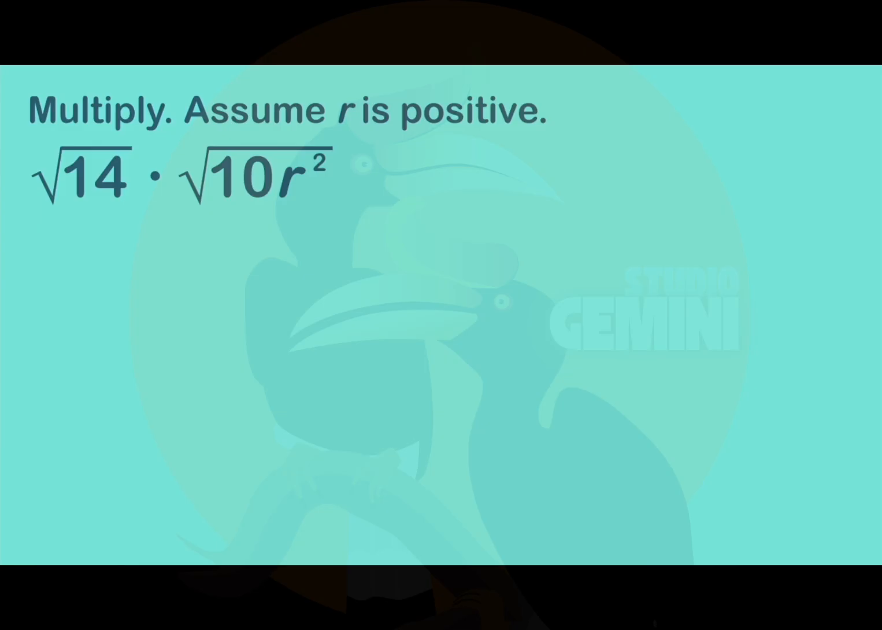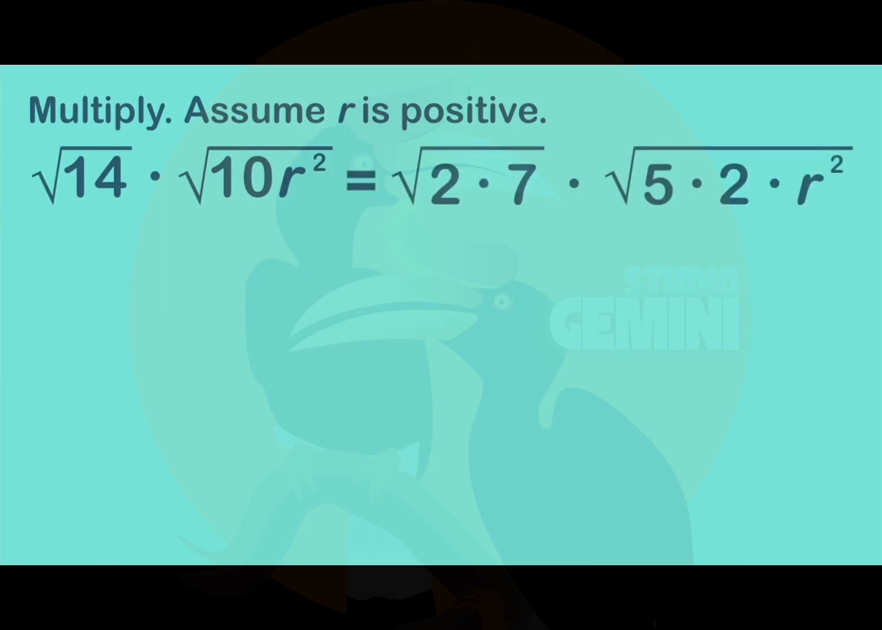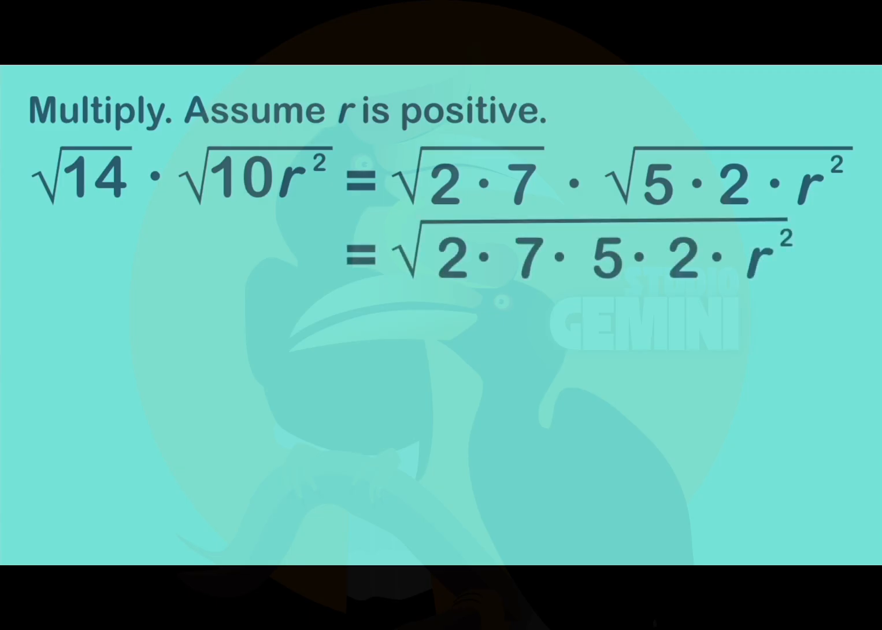Let's now multiply the square root of 14 times the square root of 10r squared. Let's first write the prime factorization of the numbers 14 and 10. 14 is 2 times 7, and 10 is 5 times 2. Now let's apply the multiplication property of square roots, and then group our perfect square factors. We'll write 2 times 2 as 2 squared, and move r squared next to 2 squared.